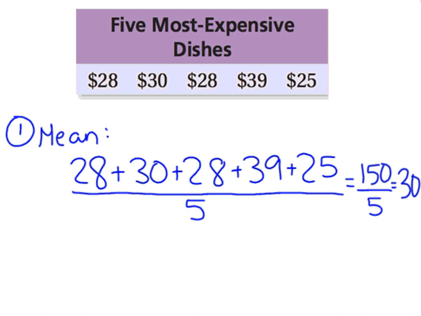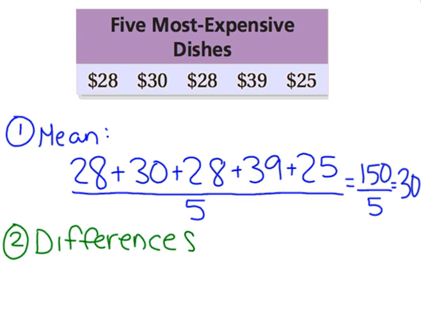So then our second thing that we're going to do is find all of our differences. So second, find the differences, and basically we're just going to be subtracting this mean with all 5 of the numbers that are listed in the most expensive dishes. So we'll go ahead and start with 28. We always want to subtract to get a positive number. You're basically finding the absolute value of your distance.